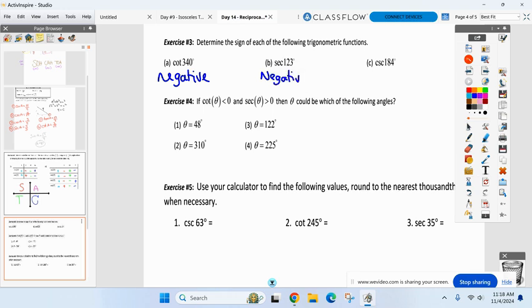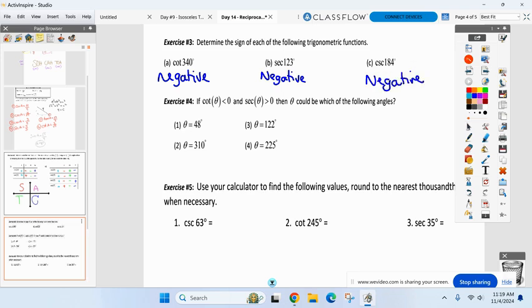And actually, I'm kind of glad we went to this. If this is on the test or on the Delta Math tomorrow, you can always type it in and see the sign too, right? Cosecant of 184. Where's 184? Third. Because it's past 180. What's only positive in the third? Tangent. So would cosecant be positive? Nope, because that goes with sine. So all negative across the board.